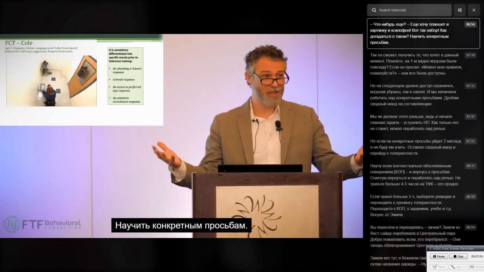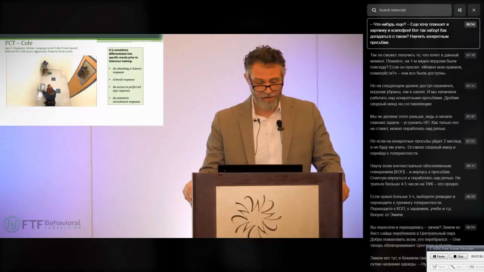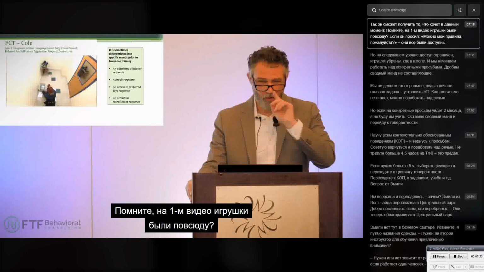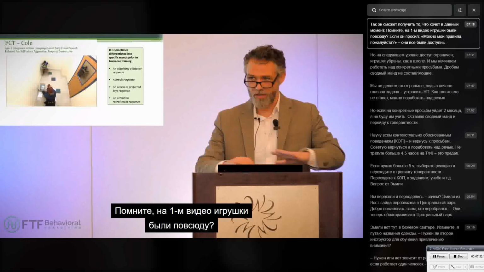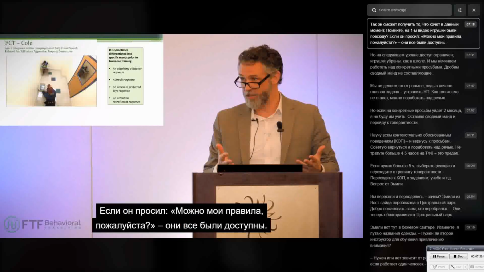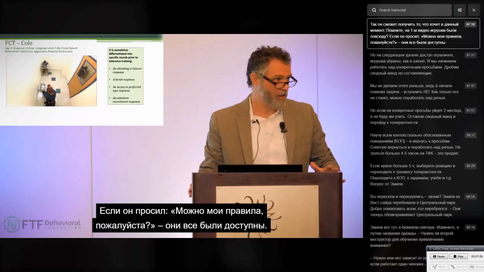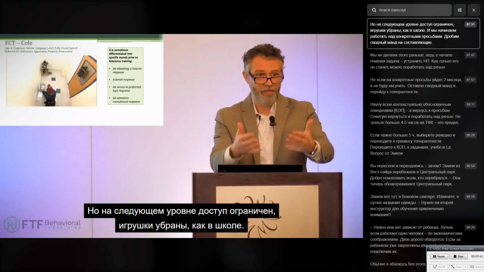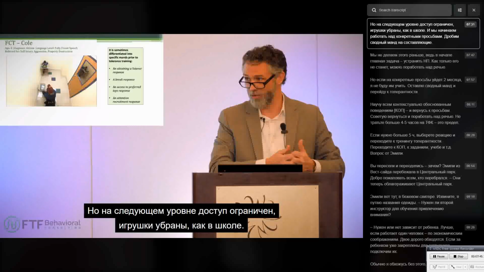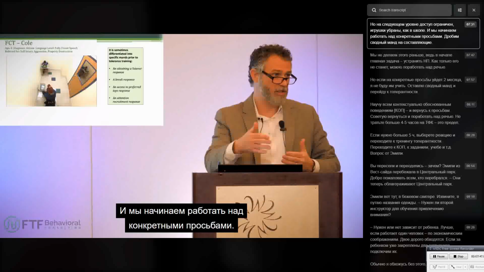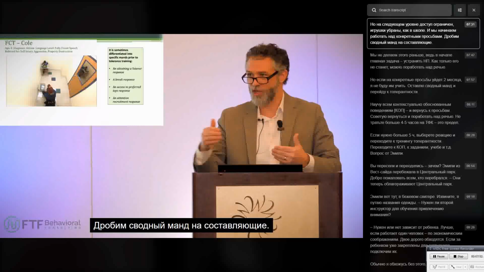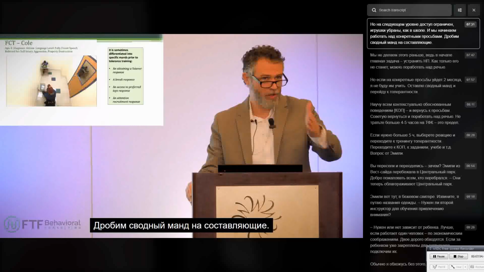How would you know that? That's why we teach kids precise mands, so they can get things that are important to them at that moment in time. Now please know in the first video with this boy, you'll notice his toys were everywhere. So when he said, "May I have my way, please?" he could access all of them. But in this stage of the game, they're now constrained, they're now contained, just like they would be in the classroom. And that's when we start working on the specificity of his mand, what we call differentiating the omnibus mand into its components.